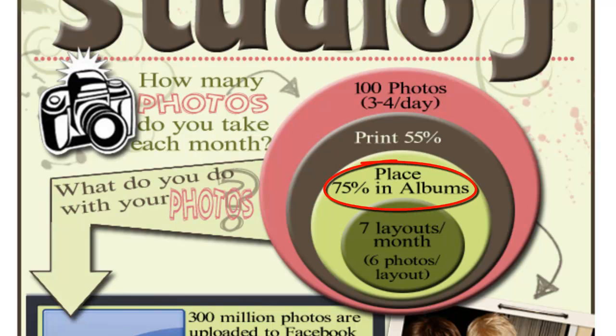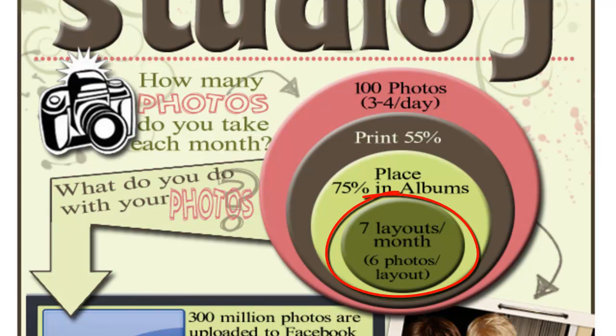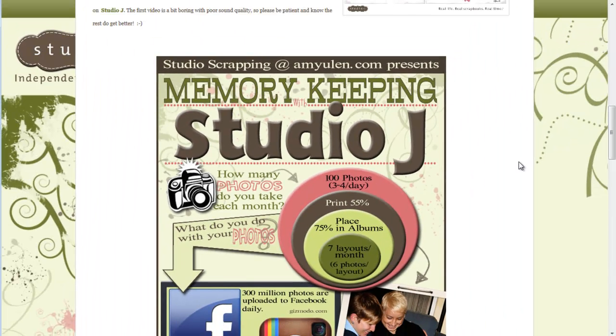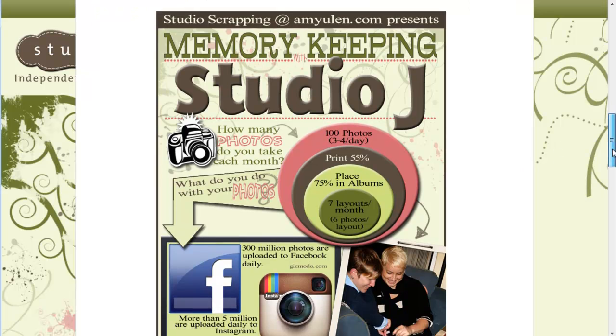So, of those 55%, if we're only placing 75% of what we print in albums, that means that we would need to create 7 layouts a month with 6 photos each just to stay caught up with our monthly photography habits. So my question then is, what do you do with your photos?